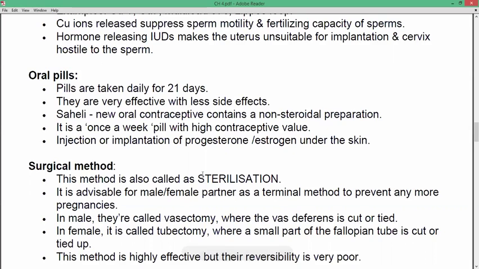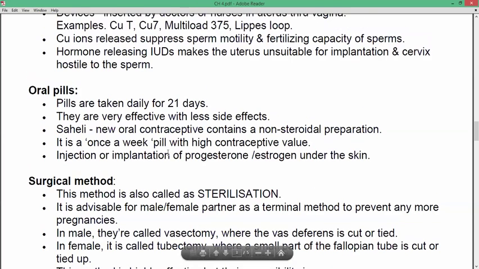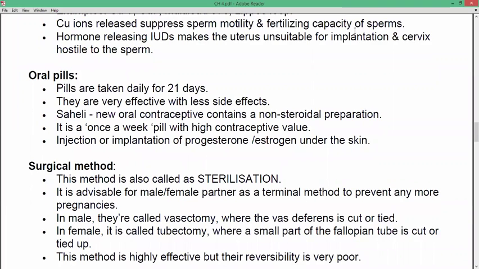So this method is highly effective, but its reversibility is very poor. Once they have tied or cut, after the surgery, if a person wants to come back to the normal state, the reversibility is very low. So this is very effective, but the reversibility will be very poor. So these are the 6 methods of contraception, or we can say contraceptive methods. I hope you are very clear with today's topic, and I hope to see you again. Thank you.